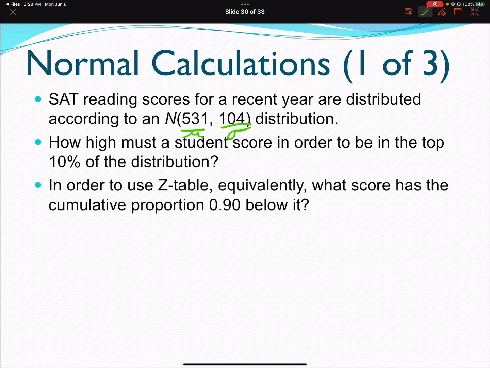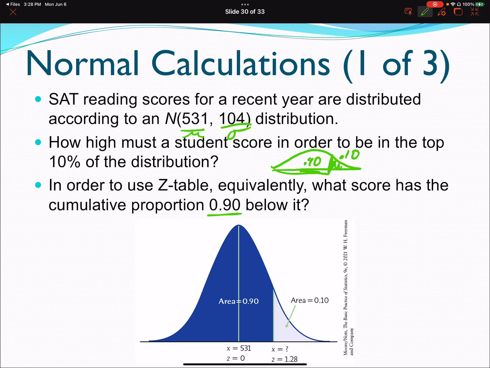So in order to use our z-table equivalently, we could say, okay, what score has a cumulative proportion of 0.90 below it, right? So here, if I want to know what marks this area, it would be the 0.10, the converse is 0.90, and as we know, our z-score tells us the cumulative area to the left. So I know I need to figure out this x. So I find its z-score by going to a z-table. I look in my z-table, which value is closest to 0.90, and I get a z-score of 1.28.